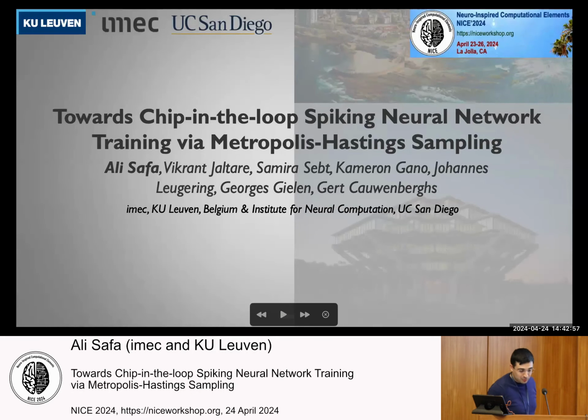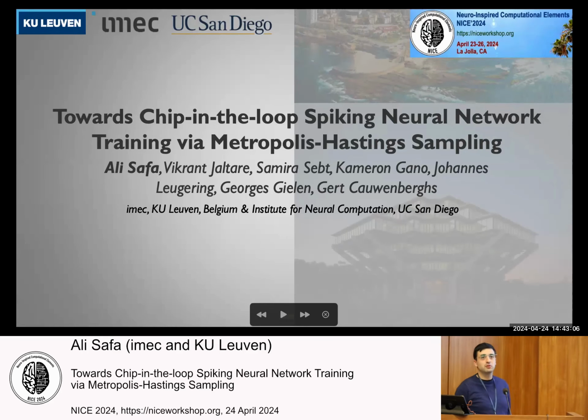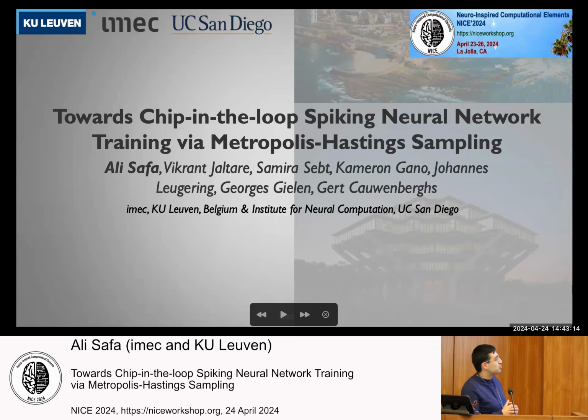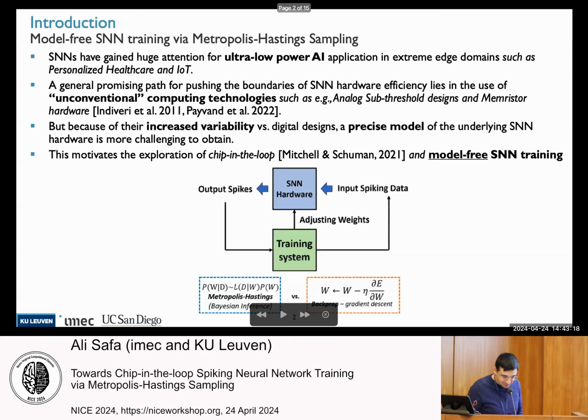And here in this work, I will present a work we did where we are exploring the use of Metropolis-Hastings sampling as a Bayesian inference technique for inferring the weights of a spiking neural network in a model-free manner. That could be used, for example, in chip-in-the-loop training procedures of emerging computing technology. This work was done together with my colleagues here at UC San Diego as well.